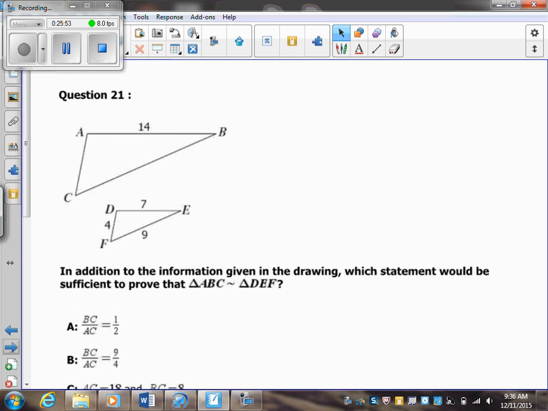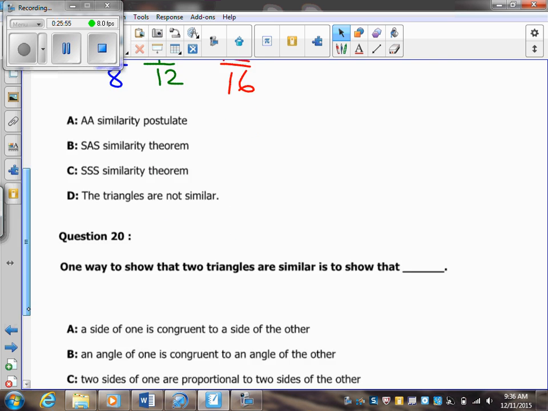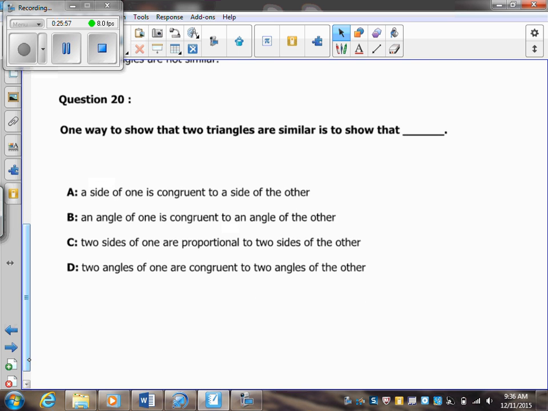And I guess 20 was underneath. So one way to show that two triangles are similar is to show that a side of one is congruent to the side of another. No, similarity, that's not true. An angle of one congruent to an angle of another, two sides of one proportional to two sides of the other, or two angles of one congruent to two angles of the other. So it has to be two of the angles, not one angle. So you have to pick D for this one.